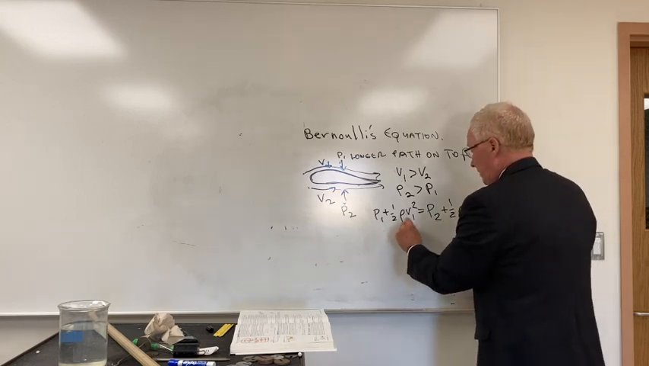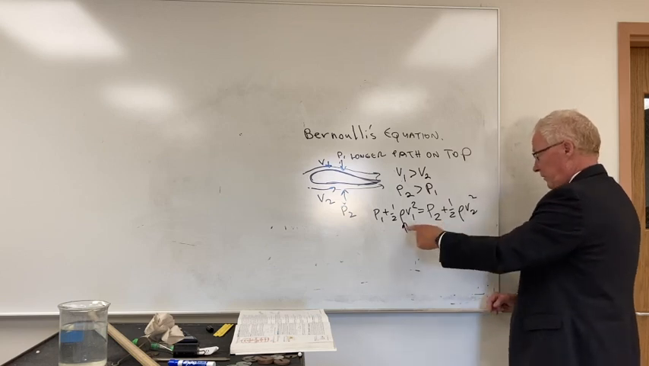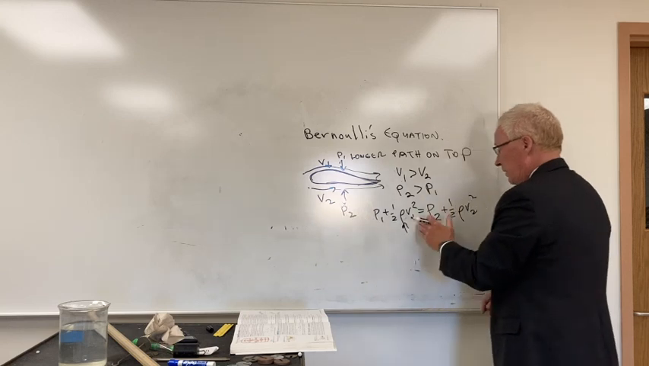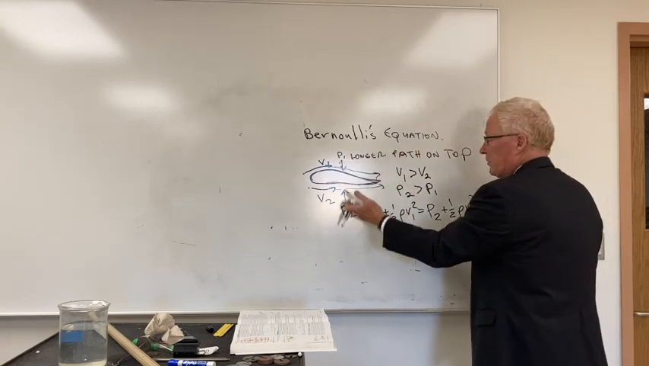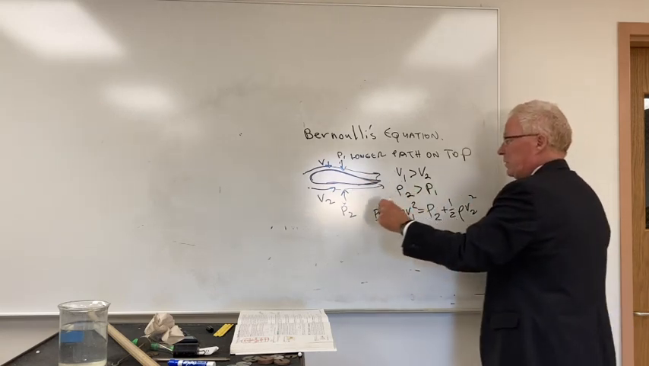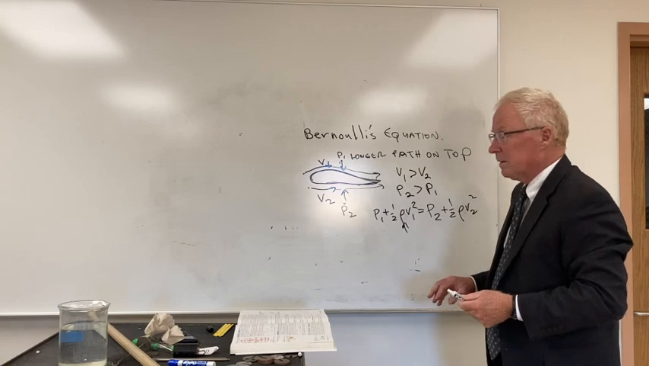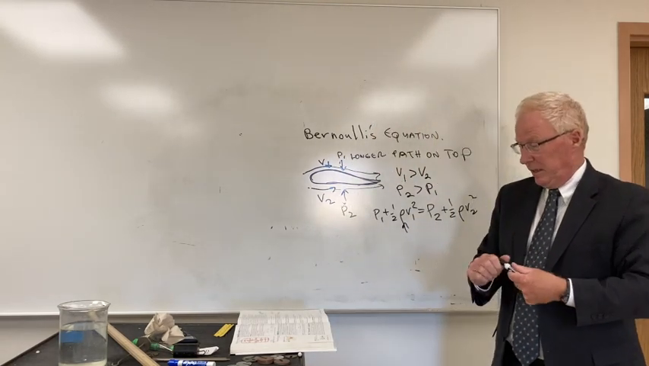Where rho is the density of the liquid or air you're flowing through. P1 is the pressure on top. V1 is the speed of the air on the top. P2 is the pressure on the bottom. V2 is the speed of the air on the bottom. So I'll leave that for a second because I want to get a little demonstration to show you how this is in action.